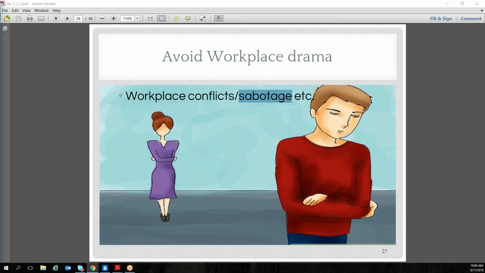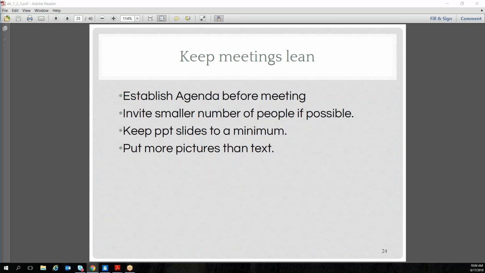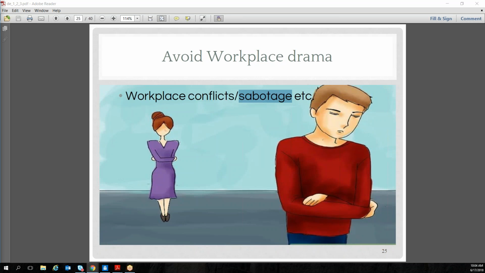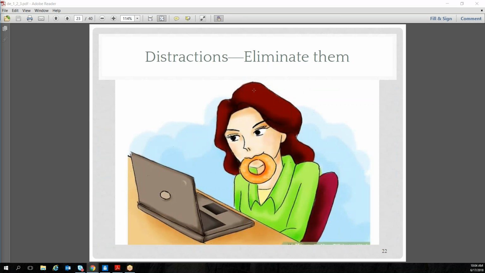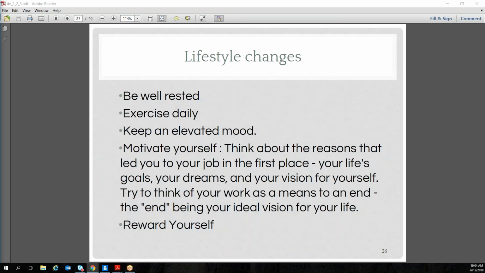Apart from the things we have to take care of at the workplace, like keeping meetings lean and avoiding workplace conflict, sabotage, drama and all that, we can delegate some work. We can avoid distractions which come from ourselves. We should eliminate them. There are some personal things related to our lifestyle. We must be well rested before we go to work.